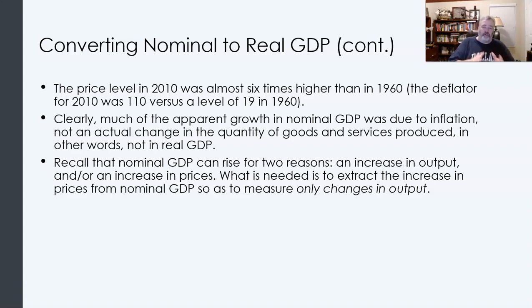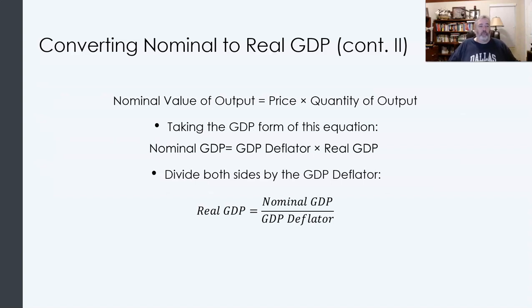We want to know how much of our GDP has changed because we're producing more stuff to meet higher demand, not simply because it costs more. Okay? So nominal GDP can rise for 2 reasons: an increase in output, increase in prices. So to extract the increase in prices from nominal GDP, we measure only changes in the output using the same prices. That's what we did. So we can use this GDP deflator. You'll want to know this. I'm fairly certain I put some questions on your test about this and in your assignments, so be sure to take note of this. Remember, nominal value of output equals price times quantity of output.